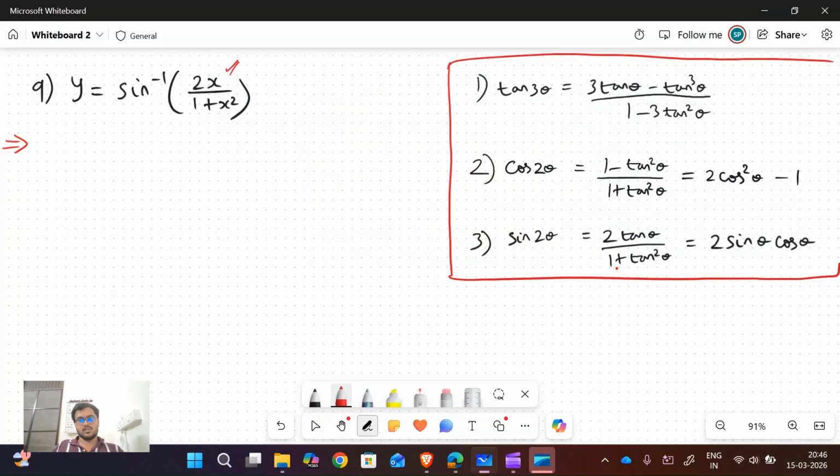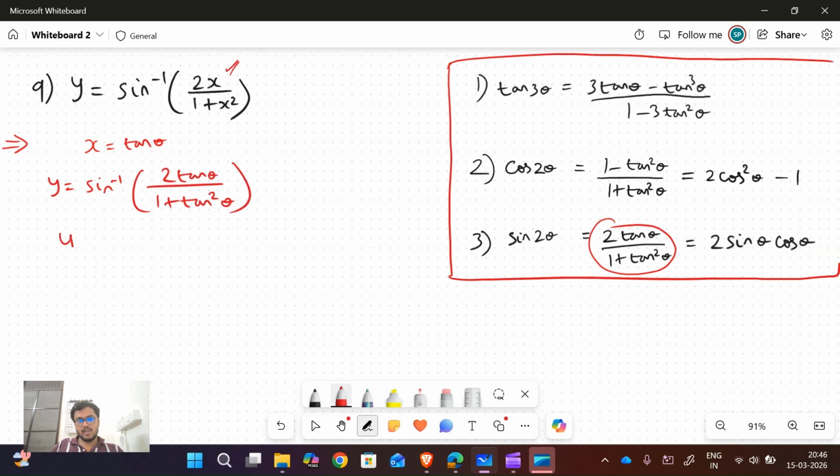2x by 1 plus x square. This one, right? So you can bring this here. Okay. You can substitute x equal to tan theta. See what happens. You get y is equal to sine inverse of 2 tan theta by 1 plus tan square theta. Now what is 2 tan theta by 1 plus tan square theta? It is right here. It is nothing but sine 2 theta, right? So this will give you sine inverse of sine 2 theta.